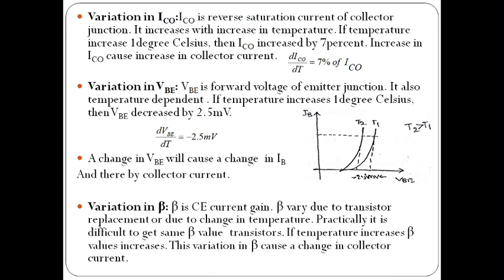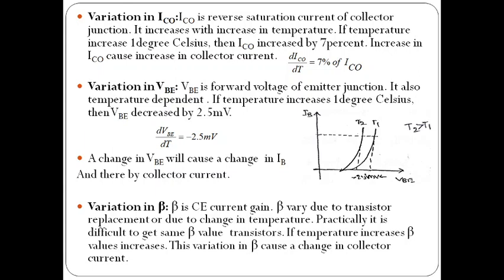So first variation of ICO, reverse saturation current. This ICO is reverse saturation current of collector junction. We know this reverse saturation current is due to the minority carriers crossing at the collector junction. If I am taking NPN transistor, in collector, minority carriers are holes. Holes are crossing at the collector junction. That current is called reverse saturation current. We know reverse saturation current is always varying with respect to the temperature. It is already discussed in our PN junction diode.